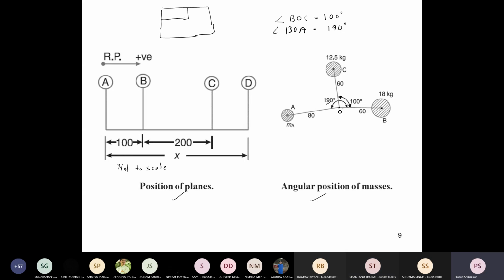Okay. Alright, everybody is done with these two diagrams. Can I go to the next one? Alright, can I go to the next slide?